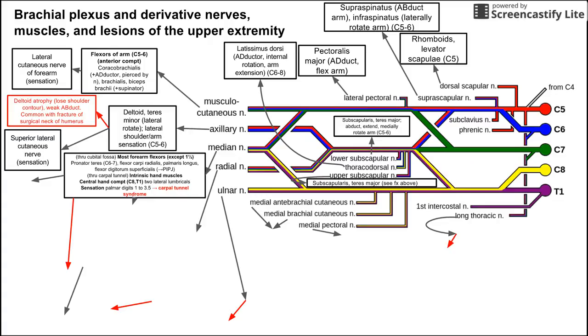It also does sensation on the palmar side of your hand for the first 3 digits and half of the 4th digit, the lateral half of the 4th digit. So these last 2 functions that I have listed here, the innervation of the 2 lateral lumbricals, as well as sensation on the palmar side of the hand for the first 3.5 digits, can all be impaired in carpal tunnel syndrome.